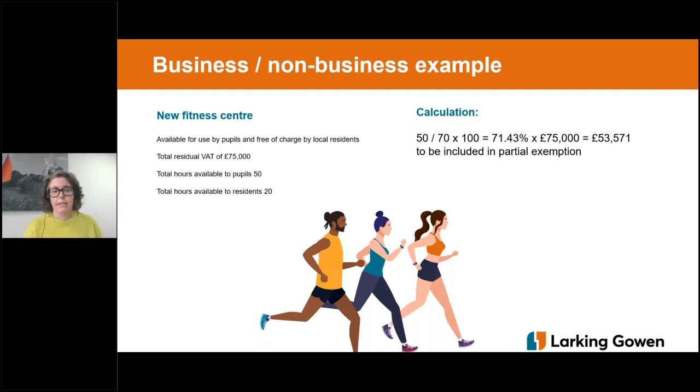So an example of how we might establish how much of that £75,000 of VAT we can recover would be to take the 50 hours of business use when we've got pupils using the building and they're paying fees over the total number of hours the building is available for use, 70, which gives us a percentage of 71.43%. We apply that percentage to the VAT that we've incurred, 75,000, and that gives us business VAT of £53,571. And then we take that forward to consider in our partial exemption calculations.